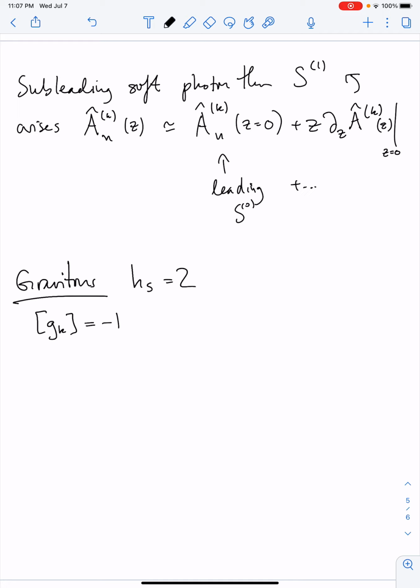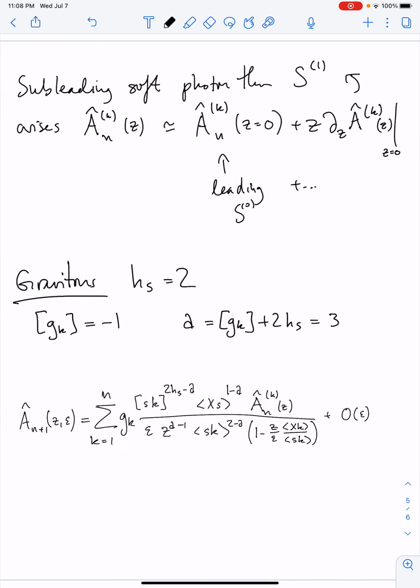And as we discussed, by the way, when we computed the amplitudes, spinor helicity fixed the free particle amplitudes. Now what is A in this case? It's the mass dimension of the coupling plus 2 times the helicity. So that's -1 plus 2 times 2. That amounts to 3. So what does our master formula now give in this case?